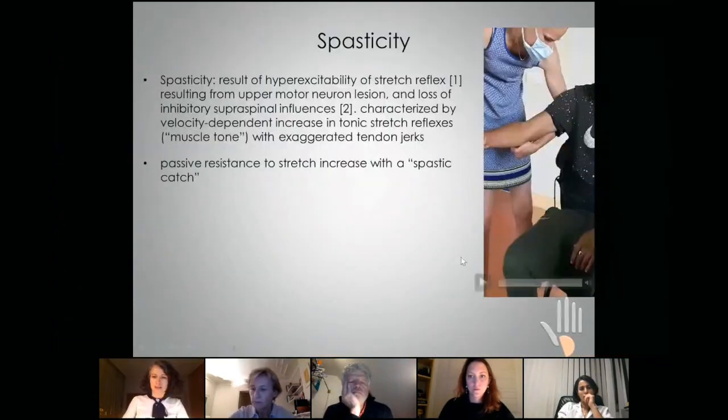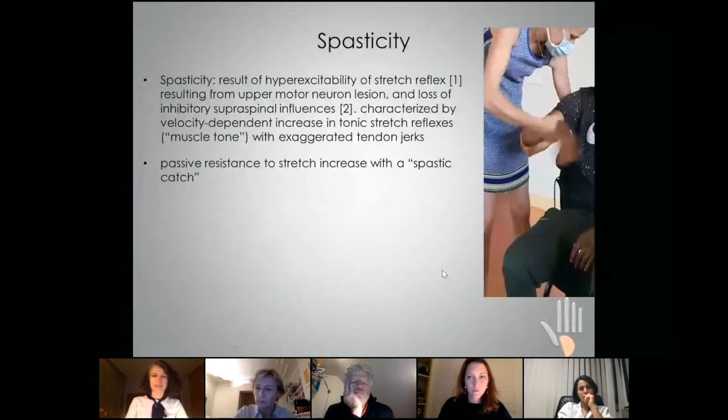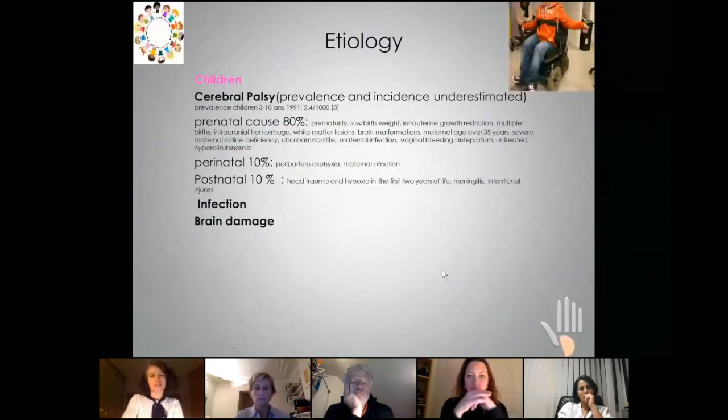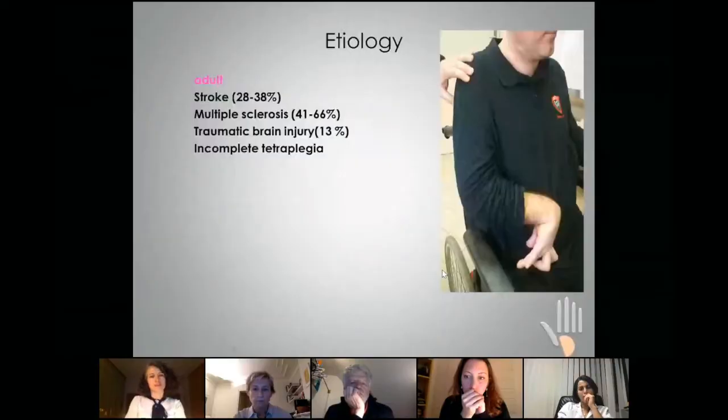So the spasticity has already been described by Nadine previously, and you can see here the catch when we try to extend the elbow, sorry, we can see the catch of the spasticity. So what are the etiologies of spasticity? In children, we have cerebral palsy. Most of them are prenatal causes, but we also have perinatal or postnatal causes. It can also be infection or brain damage. In adults, most of the etiologies are stroke or multiple sclerosis. It can also be traumatic brain injury or incomplete tetraplegia.